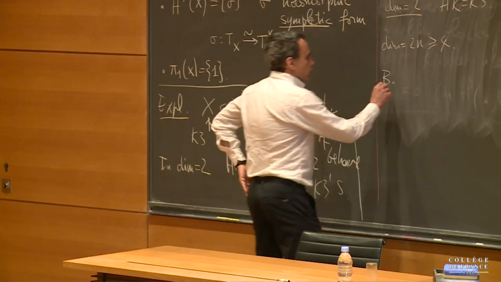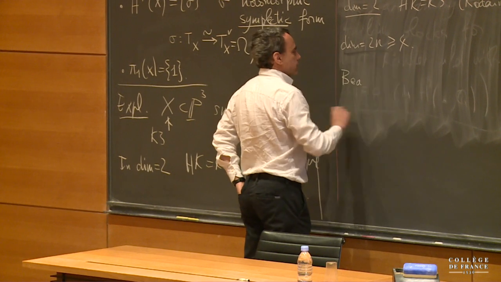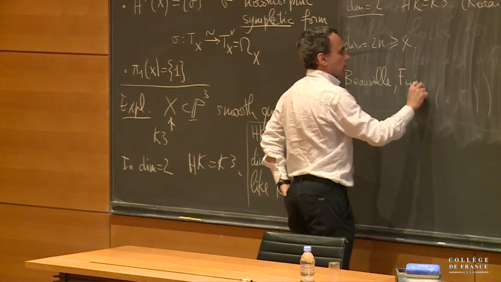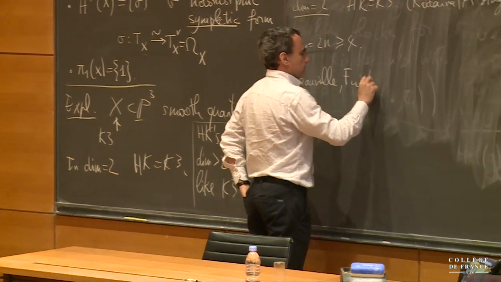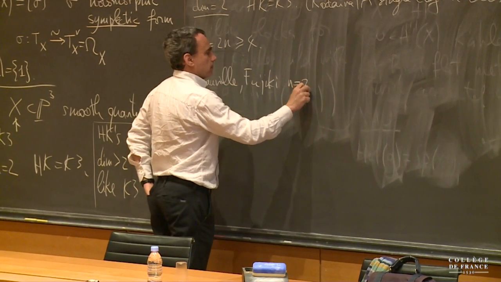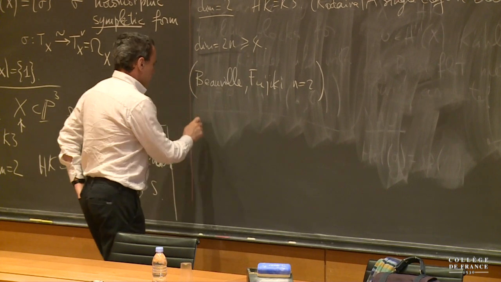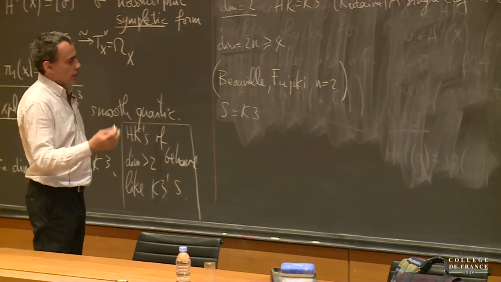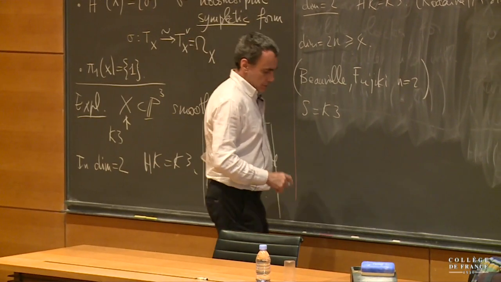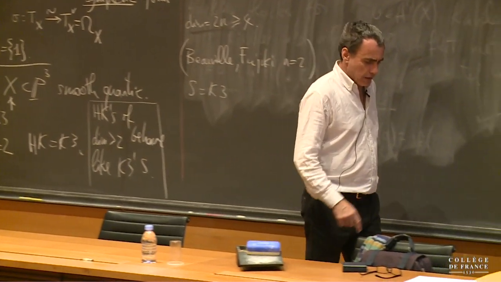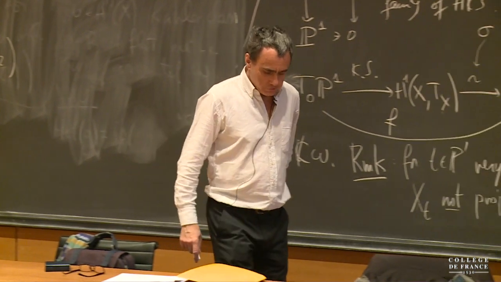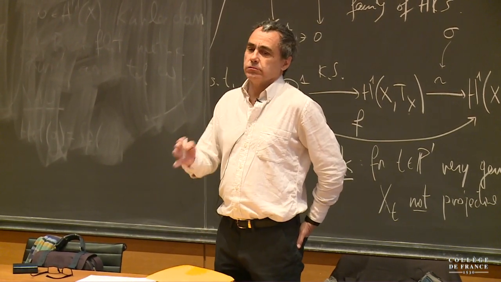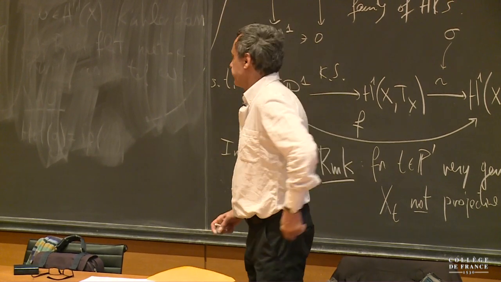Okay, so now we look at examples here. You start with a K3, which can be projective or not, and you look at the space parametrizing zero-dimensional subschemes of a given length, or zero-dimensional analytic subsets.